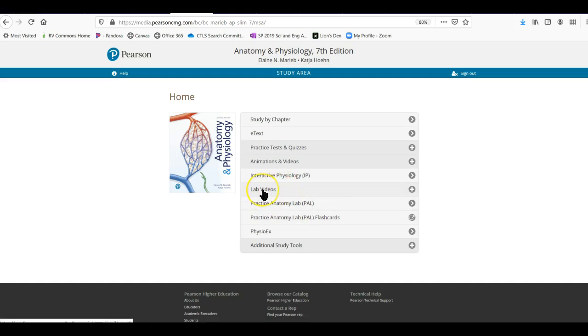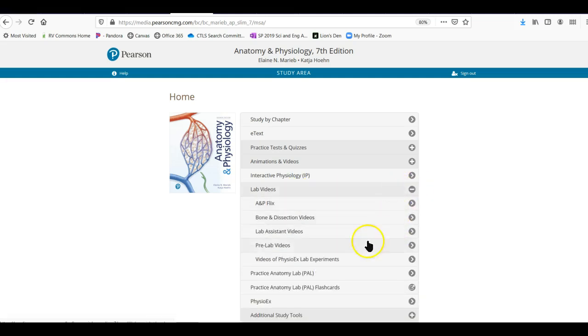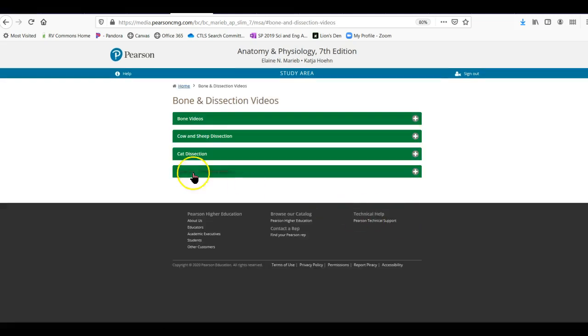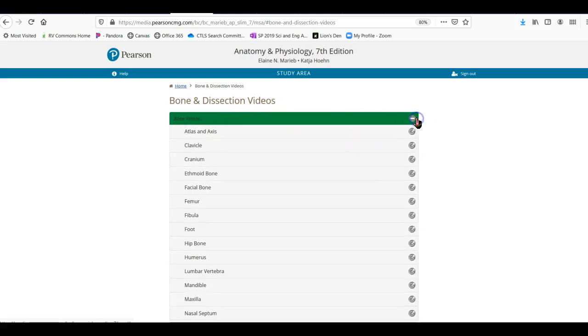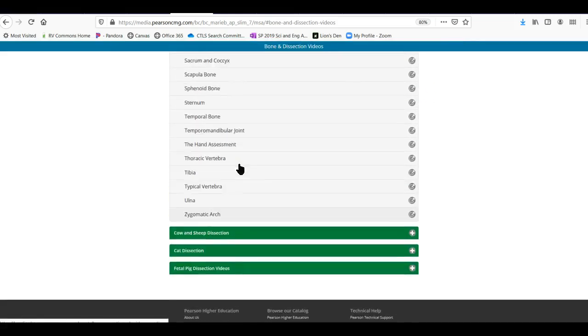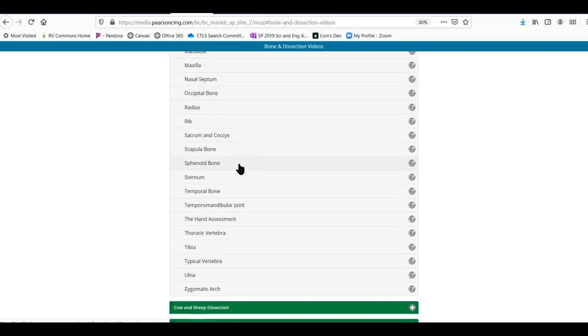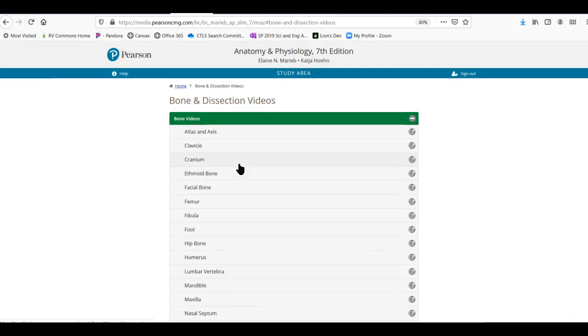And there are lab videos where they explain all the bones and stuff too, so I would play around in here because they have a lot in here for you to look at. So like bone dissection videos, here's bone videos. So there's a video for every bone in the body if you want explanation. More interactive than I can make it, because I don't have really nice images that are highlighted and good audio. So that is all there to help you.